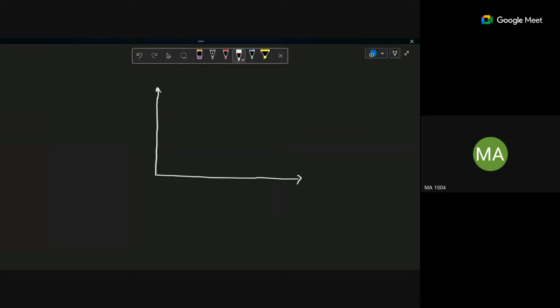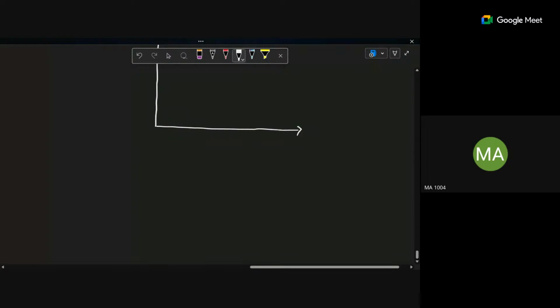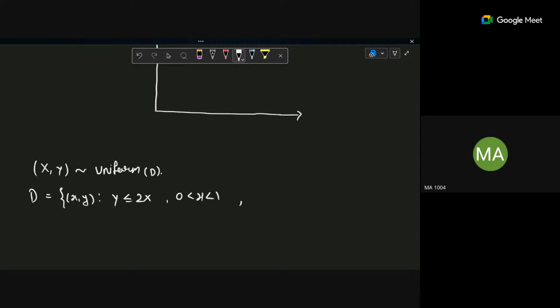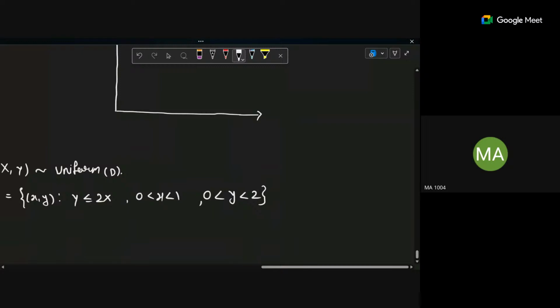So your x and y is uniform over D, and D is the set of all (x, y) such that y is less or equal to twice x, x is lying between 0 to 1, y is ranging between 0 to 2, union the closed interval [1, 2] cross [0, 2]. So first let's graph this part only.